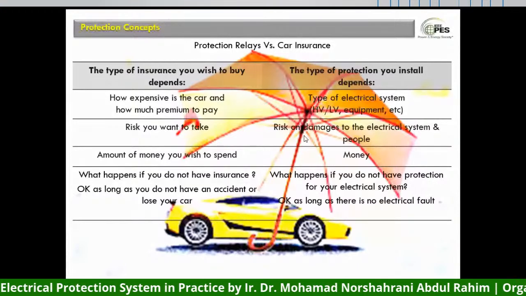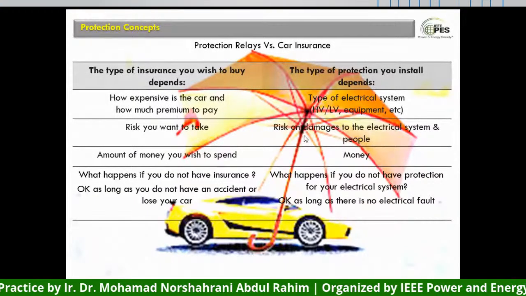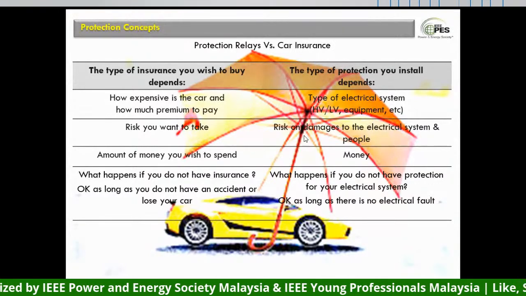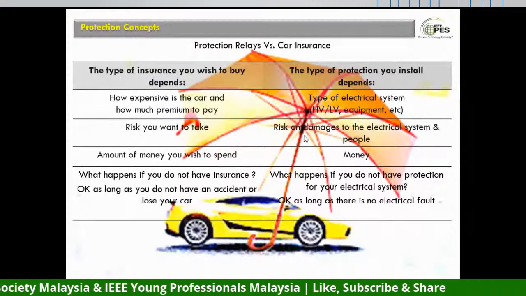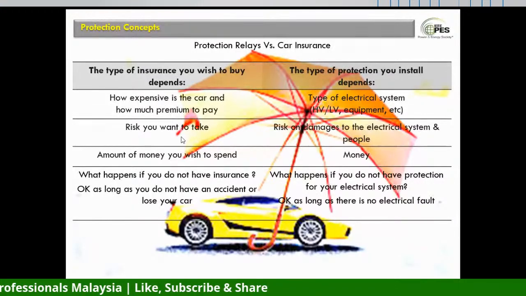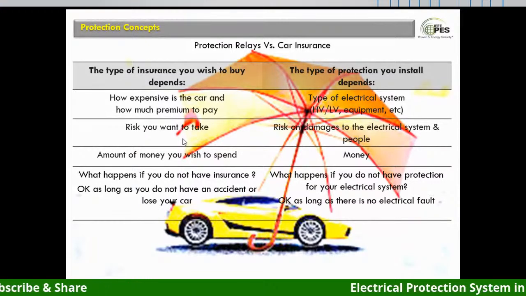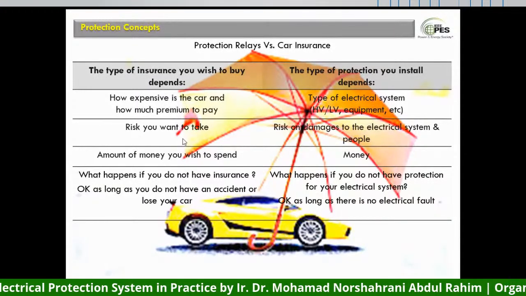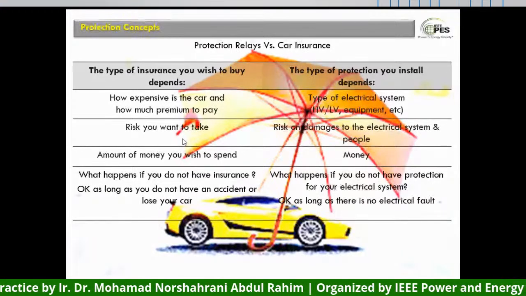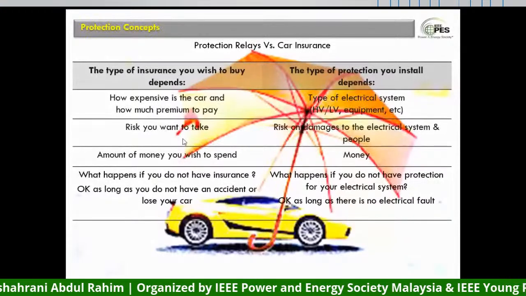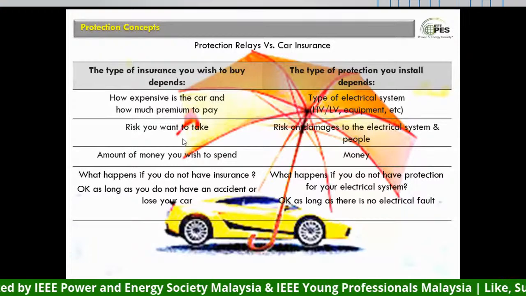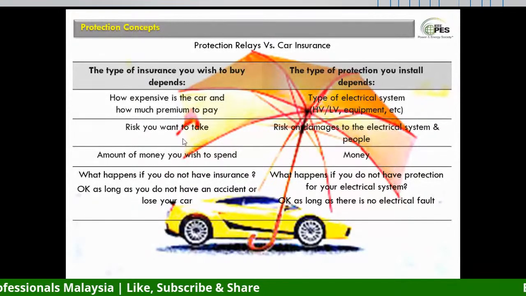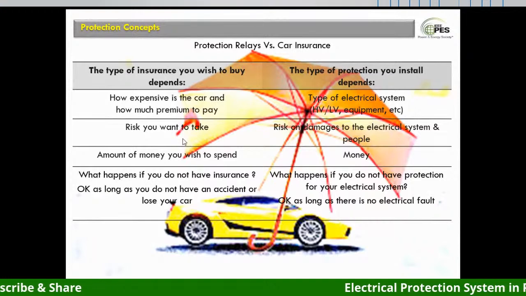It depends. Let's say your installation involves high voltage or medium voltage equipment, so you might want to spend more money on your protection system. Then secondly, the risk that you want to take. We need to consider, as I told before, who lives in that premises. Is it a king or a sultan? Or is it a hospital where people rely on the equipment, with bedridden patients on life support? So we cannot have a failure of electrical supply, and we need to protect our system with more equipment.